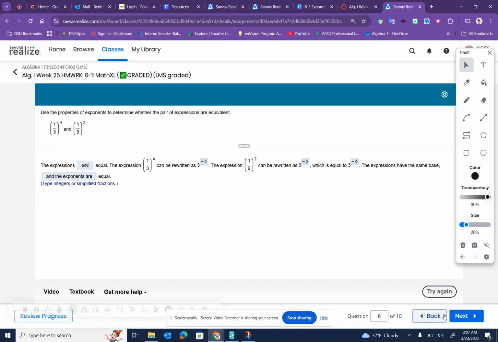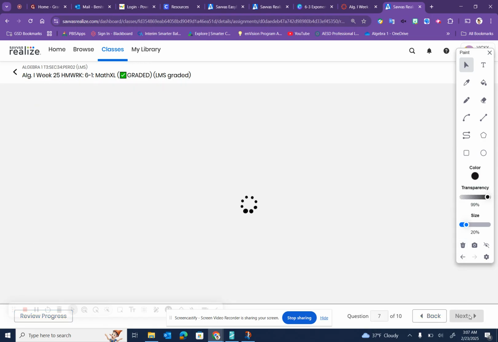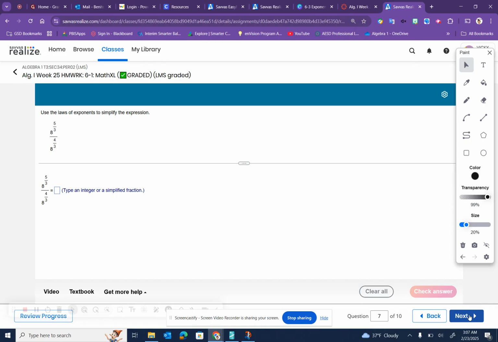So let me clear that out. Here you have the same base. It is a quotient, so we're going to use the quotient property. When we have the same base, we can simplify by subtracting the exponents. It's always the top exponent minus the bottom one. And 5/3 minus 4/3 would just be 8 to the 1/3.